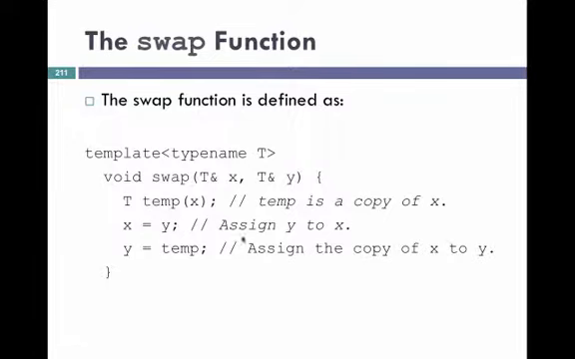Now, the swap function is defined. It's a template function which takes x and y, which are references to instances of type T, and we copy x into temp. This is the copy constructor. We assign y to x, and then we can assign the copy of x to y.